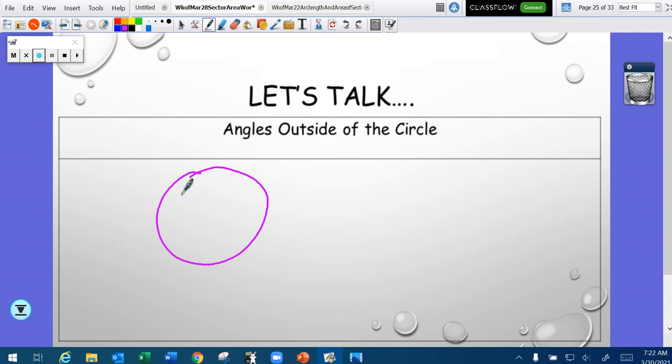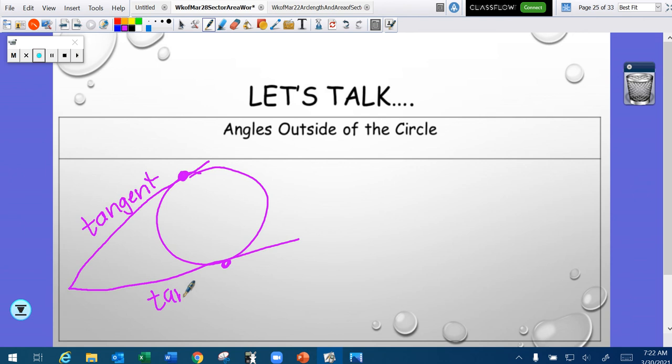Right here, I'm going to create what is called two tangents, and a tangent is where you touch the circle only once. This is a tangent, and these vocab words should be in your Book Creator. And this is a tangent. It's a segment or a line that touches the circle only once. And right here at the vertex where they intersect, there's an angle called theta.